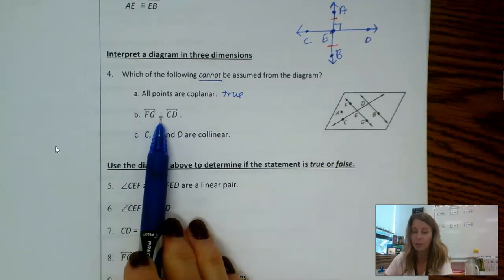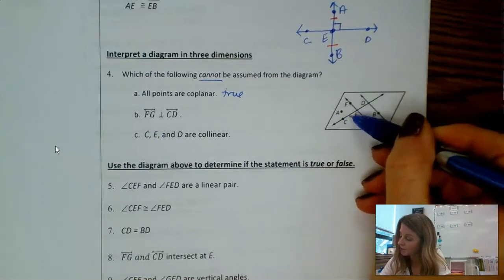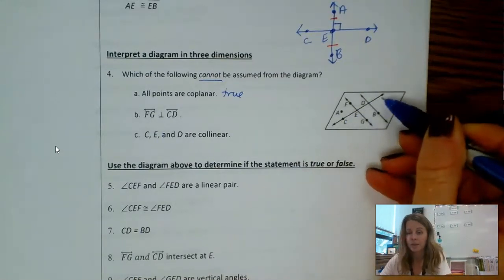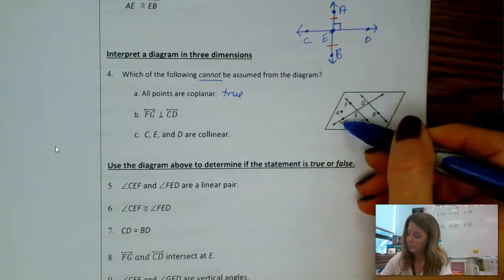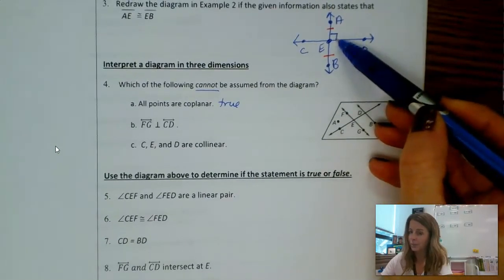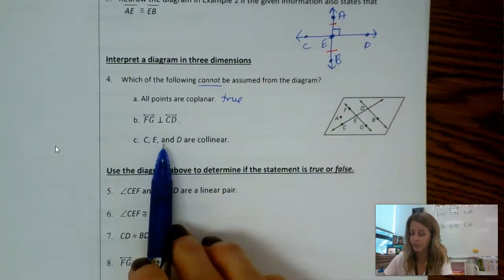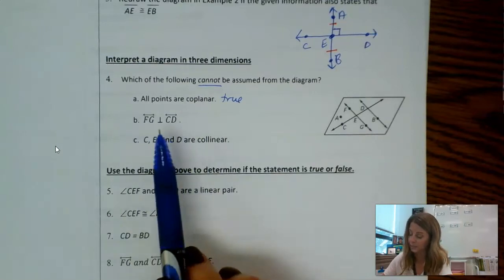Line FG is perpendicular to line CD. So there's FG and there's CD. I mean, they could be perpendicular, but I really need this right angle here, so we can't assume anything. So this, to me, I believe is false, but let's rule this one out. This should be true if B is the right answer.